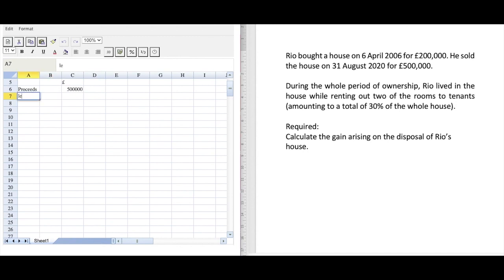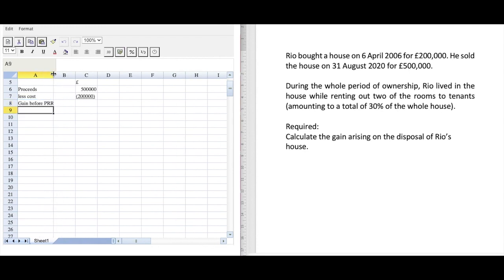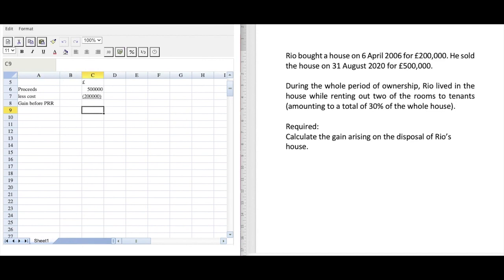And then we take away the cost, proceeds less cost, 200,000. We can underline that. And then we have the gain before private residence relief. And you can see we can move our columns to give ourselves more space for the labels. And then that's 300,000.